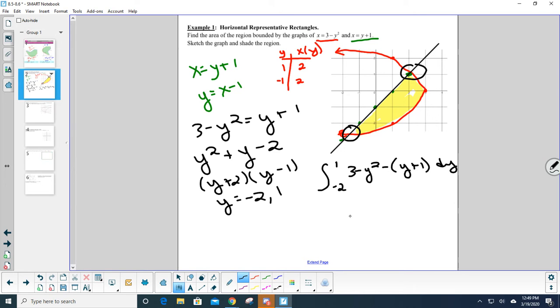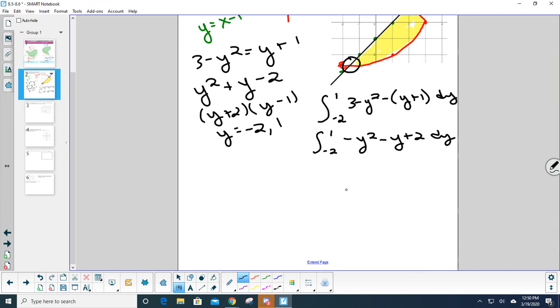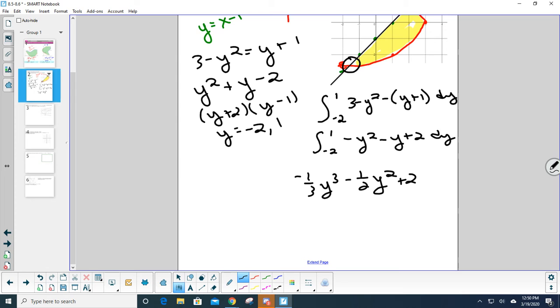So now I'm going to combine like terms. I get a negative y squared, a minus y, and a plus 2, dy. Are you okay with that? So now if I antiderive this, I'm going to have negative 1/3 y cubed minus 1/2 y squared plus 2y, going from negative 2 to positive 1.